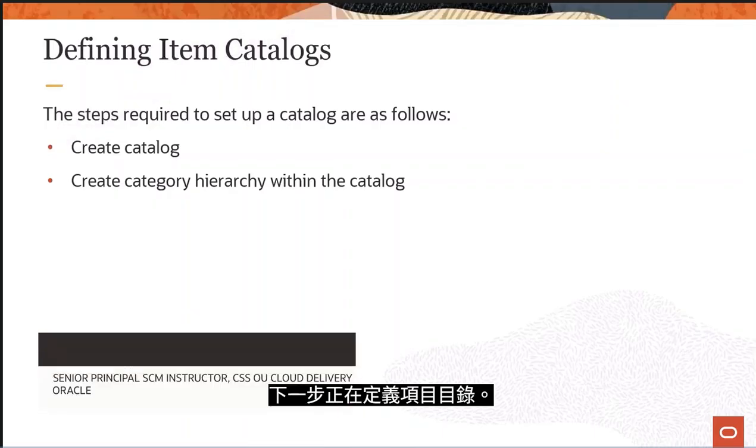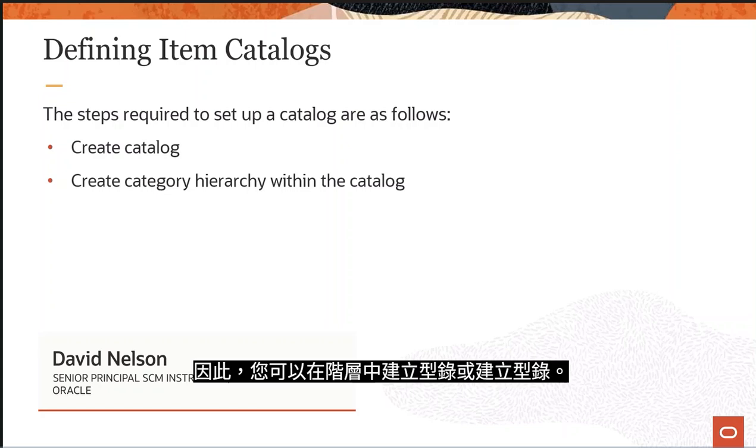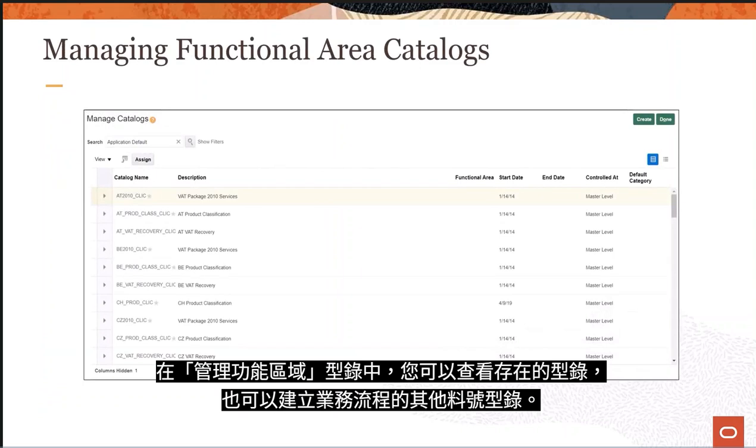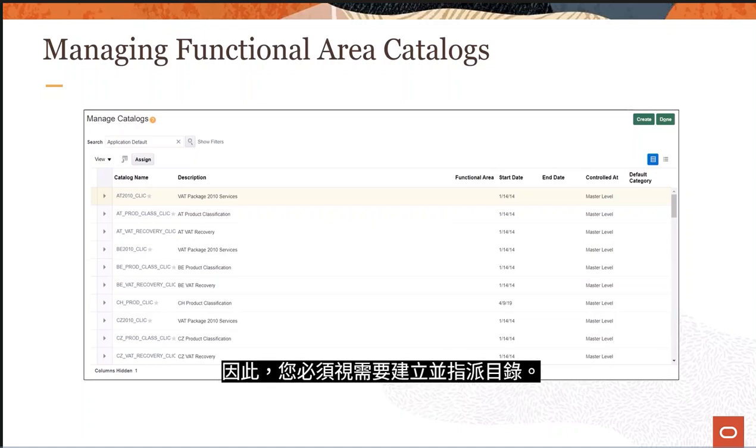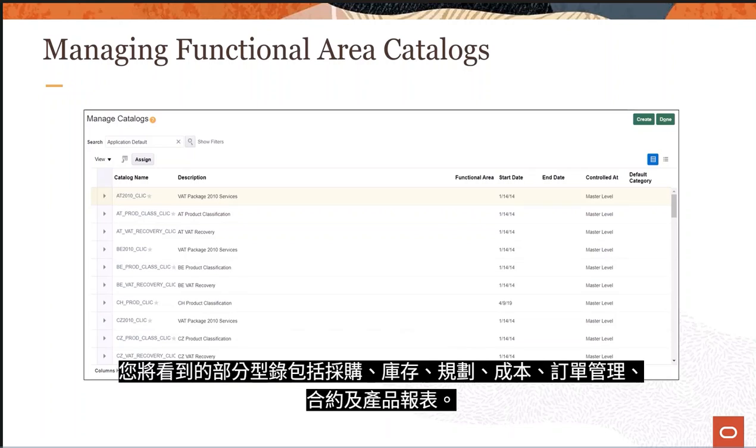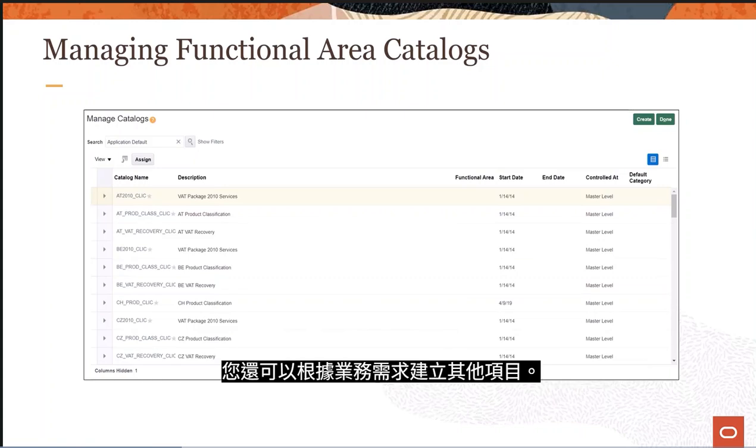Next up is defining item catalogs. So you can create a catalog or create one in the hierarchy. In the manage functional area catalogs, you can see the catalogs that exist, plus you can create other item catalogs for business flows. So you need to create and assign catalogs as needed. Some of the catalogs you'll see are purchasing, inventory, planning, cost, order management, contracts, and product reporting. And you can create additional ones per your business needs.